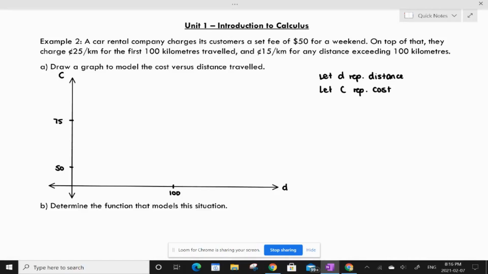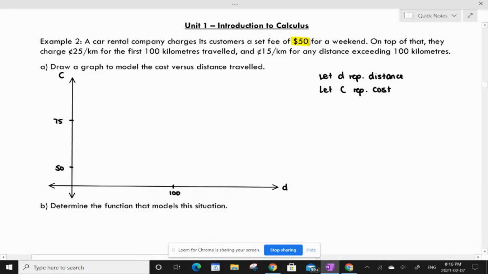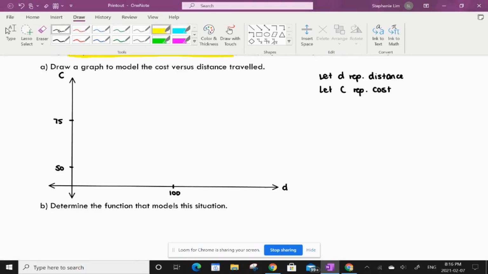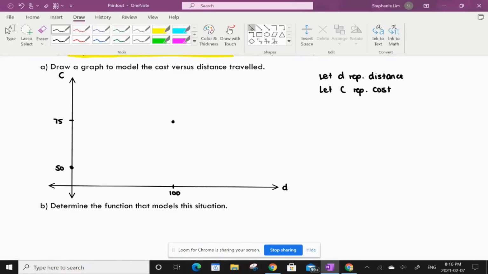So let's take a look at plotting the first part of this piecewise function. The first part deals with this portion here that I'm highlighting. It's $50 for the weekend and then 25 cents per kilometer for the first 100 kilometers traveled. So if I'm traveling anywhere from 0 to 100 kilometers, I'm going to be charged 25 cents per kilometer. So I'm going to start at 50, and I know that at 100 kilometers, I'm going to have to pay $75 in total for that weekend. So I'm going to draw my line to connect that.